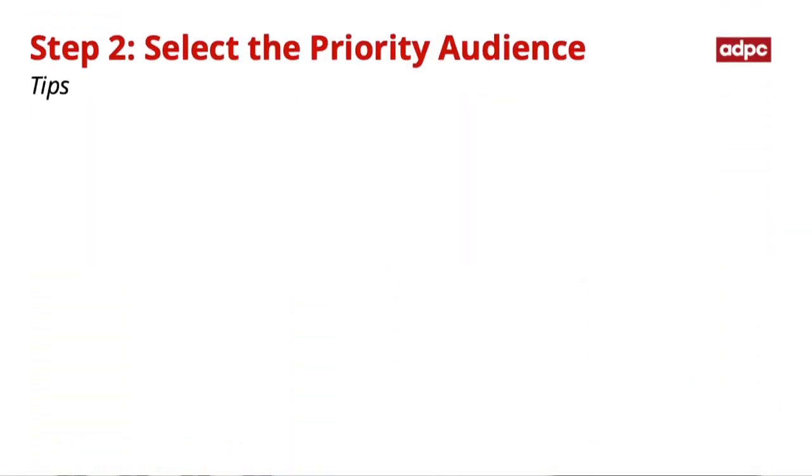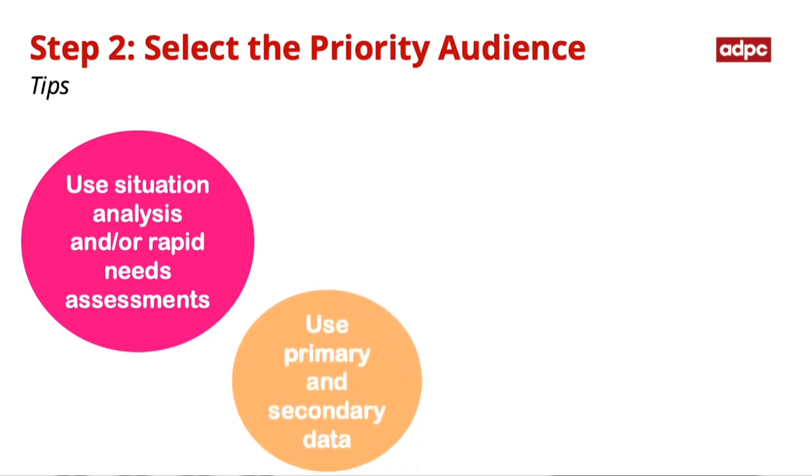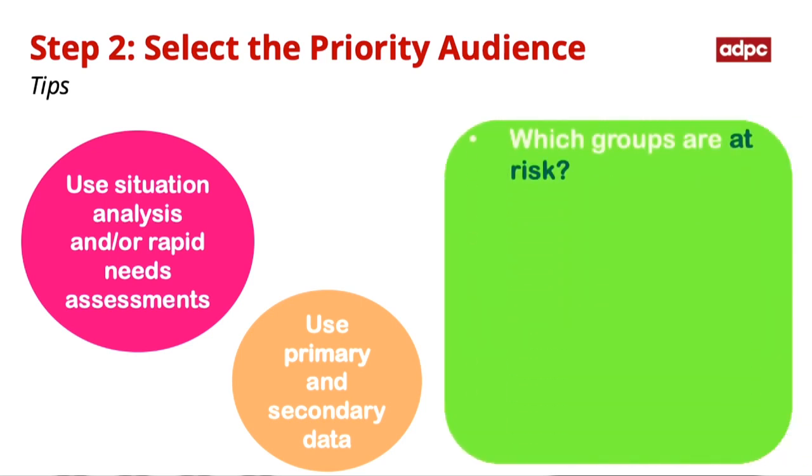The priority audience should be identified based on the situation analysis and, if applicable, rapid needs assessments. Try to use primary and secondary data, as this will enable you to have an evidence-based selection of priority and influencing audiences.